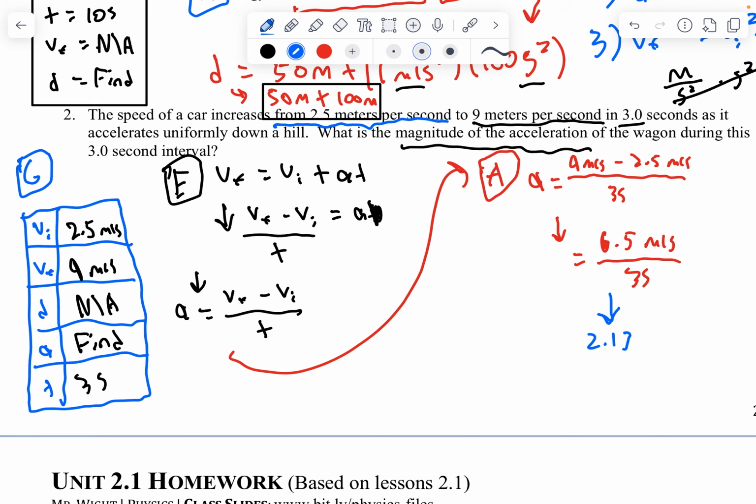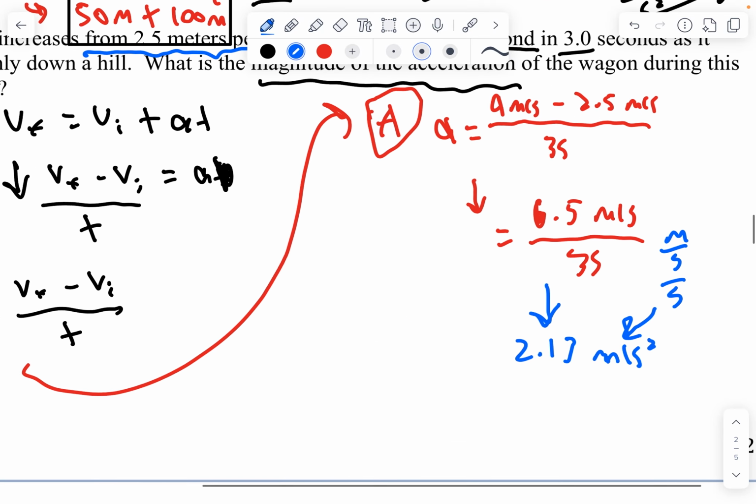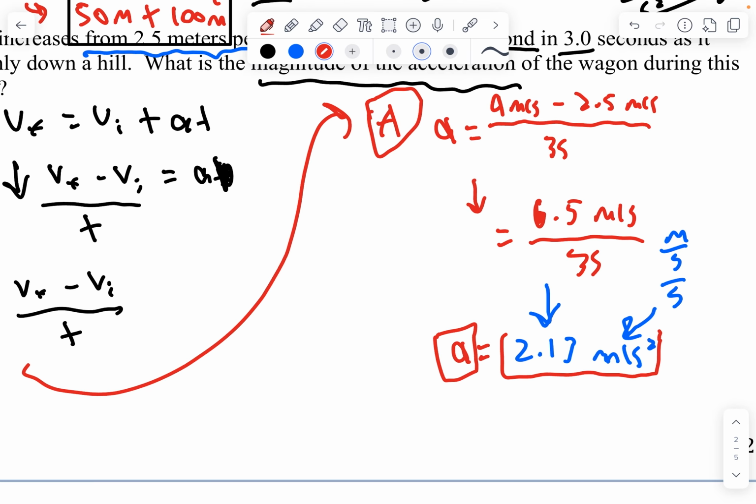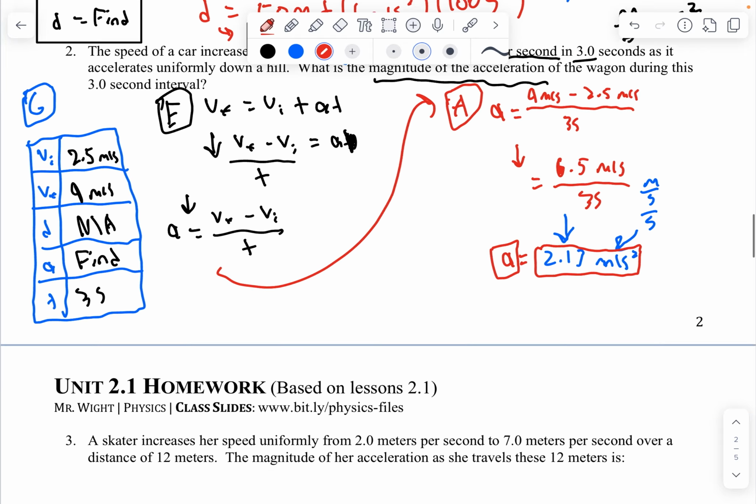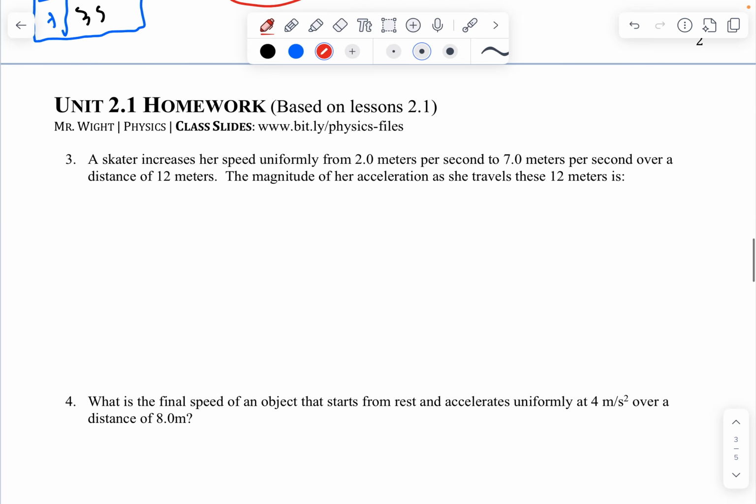But don't forget about the units. For the units, it's meters per second over seconds. And that becomes the same thing, just written differently, as meters per second squared. That should really make sense because we're trying to find acceleration, and acceleration is in meters per second squared. Great. Next, we're just doing the same thing.